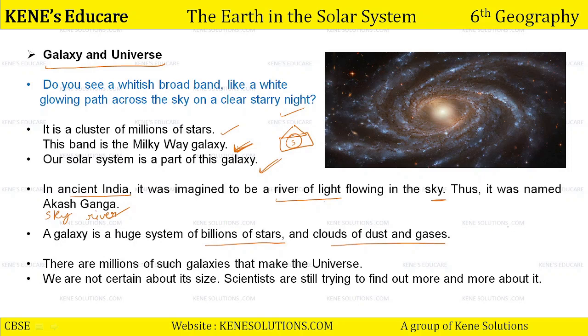The entire galaxy does not have only planets and sun. It has a huge system of billions of stars. Billions of stars are there in a galaxy. And in this galaxy only there is a solar system, which has the sun and the planets and other asteroids, meteors and meteoroids, and every other cloud of dust and gases also. There is a lot of debris as well.